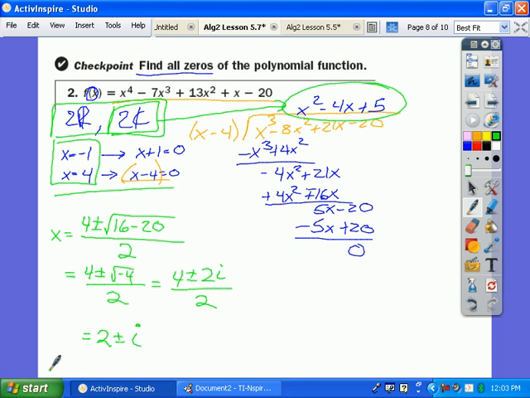And now see the entire picture unfolding before your very eyes. Number 1, there are exactly 4 solutions. We expected there to be 4 solutions. Number 2, if there was a complex root, its conjugate was there, right? 2 plus i, 2 minus i.